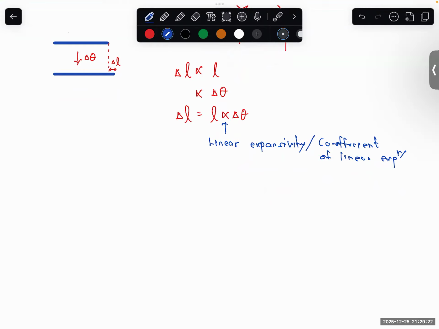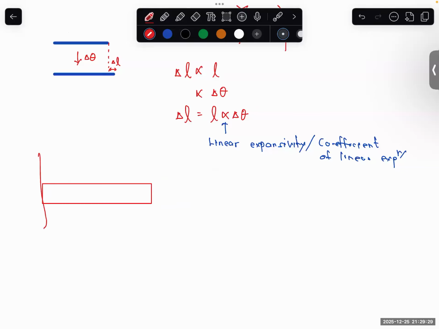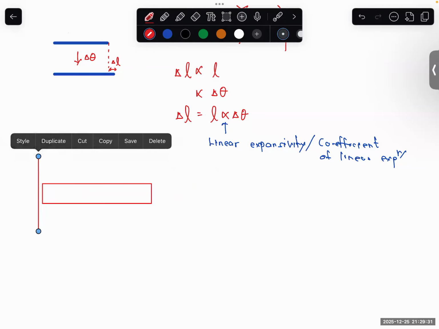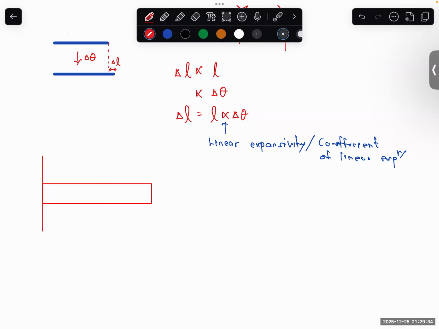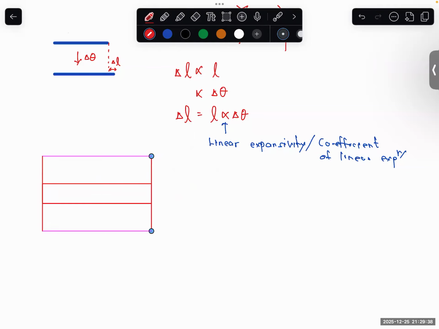Okay, now you are going to create a fight between thermal expansion and mechanical compression. How do you create a fight? Say that there are two rigid walls. The vertical ones, those are two walls. They will never move. They are rigid. They are fixed. Now you are attaching a rod of length L between those two rigid walls.